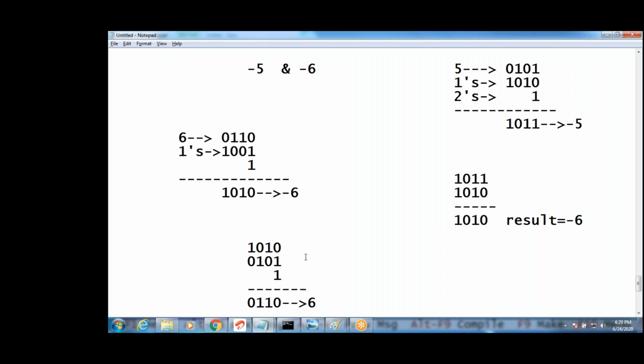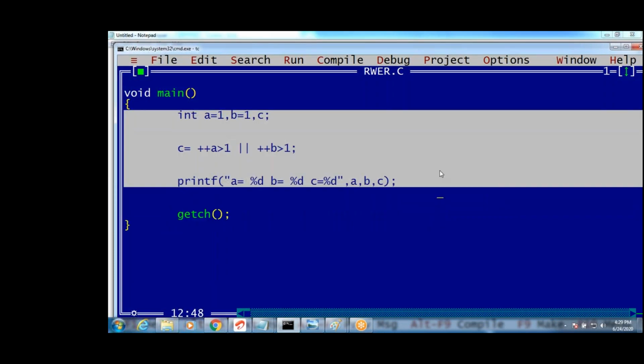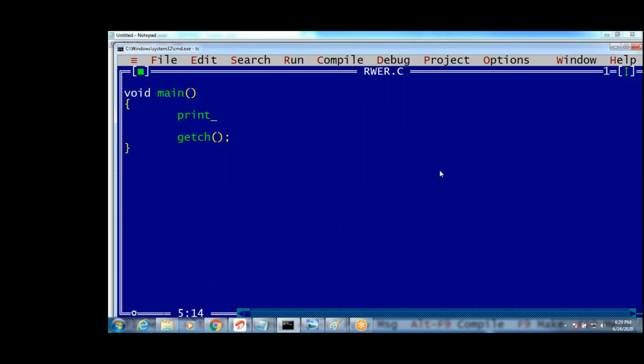And see this, how to do this? Printf, we can do printf percent d, minus 5 AND minus 6. What is minus 5 AND minus 6? Answer you can see, it's minus 6, guys. Clear it is? Understood?